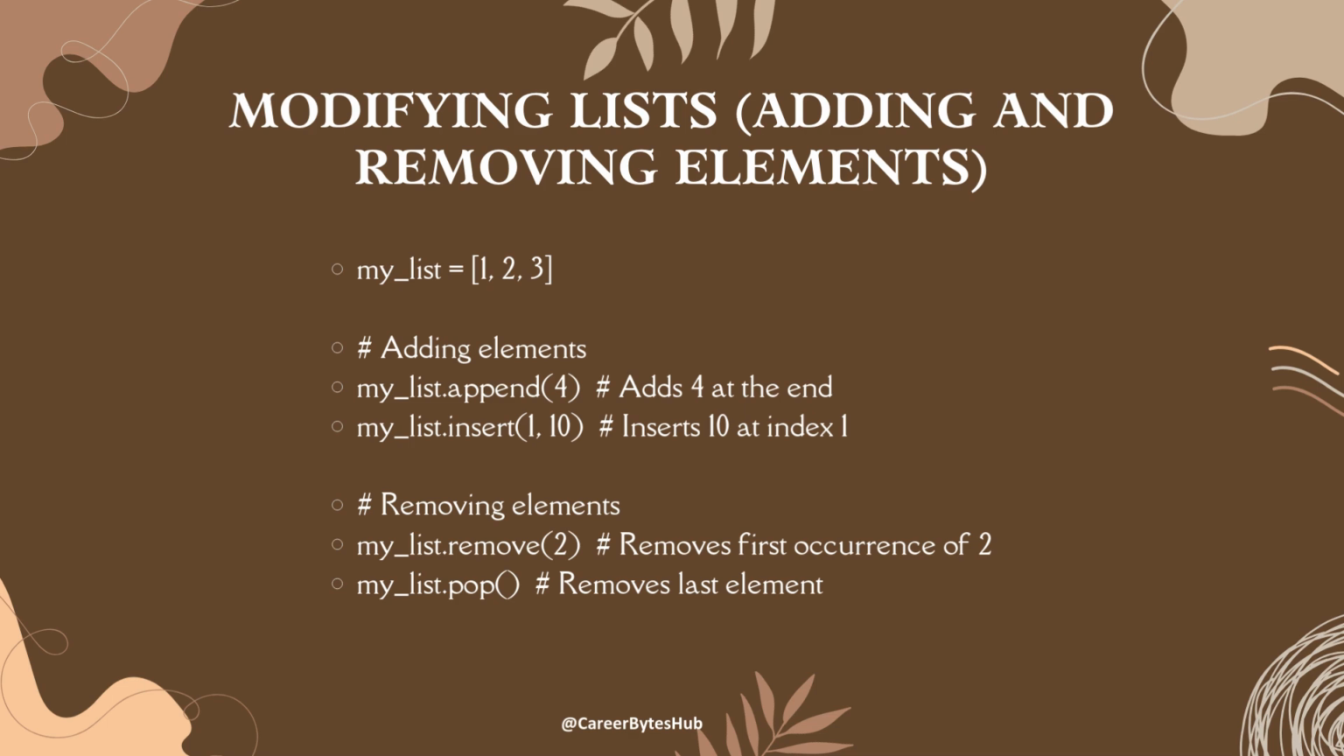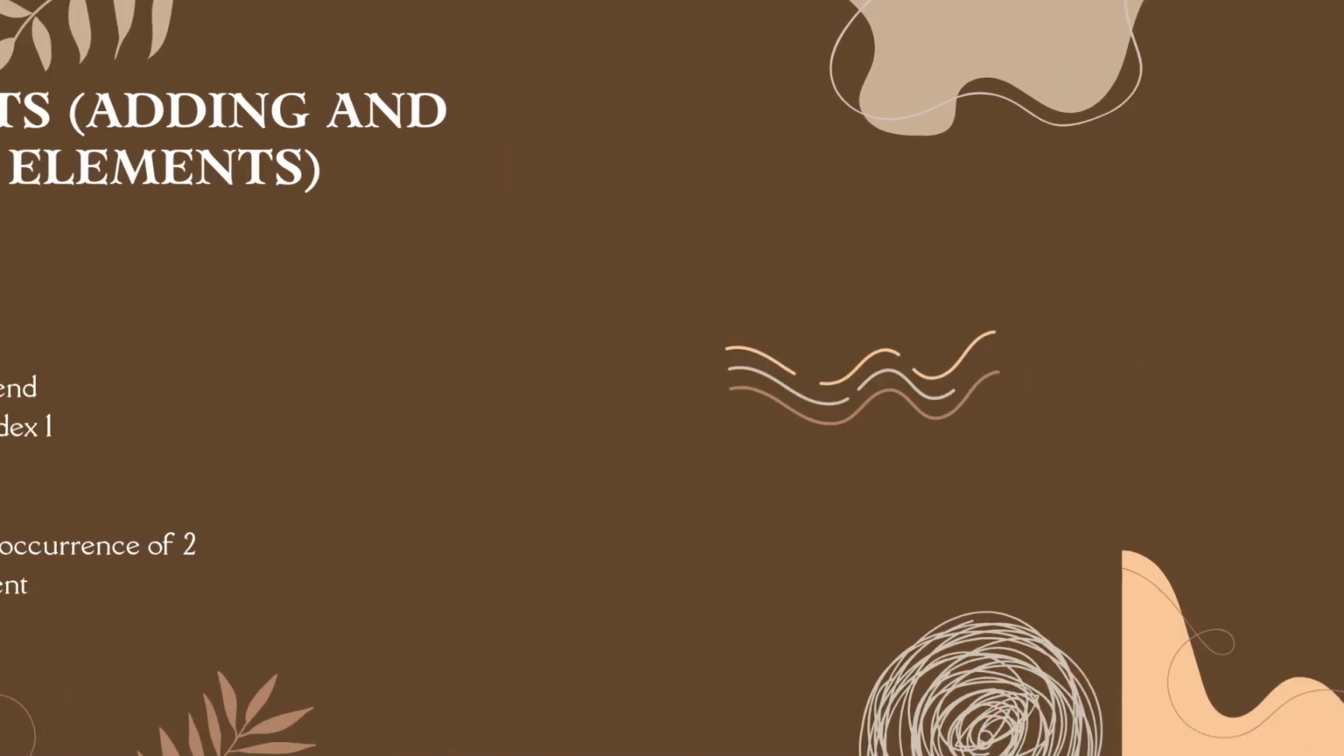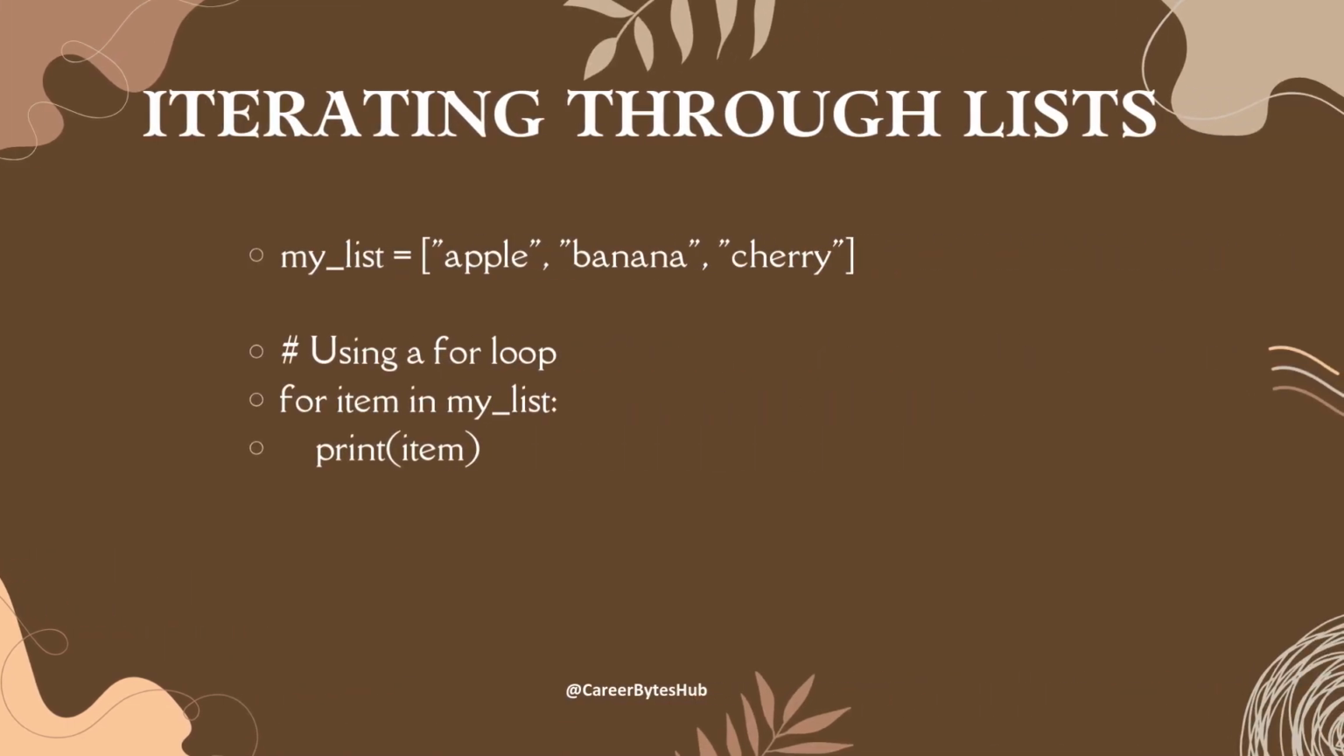As we have learned how to modify lists, let's now see how to iterate through them. One of the most common ways is using a for loop, which goes through each element one by one. This is helpful when processing large amounts of data stored in lists.